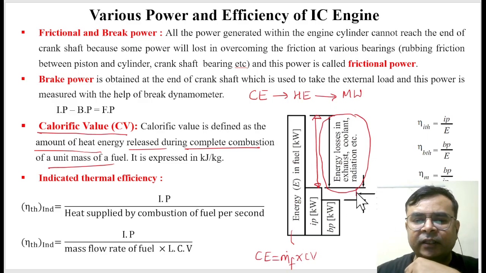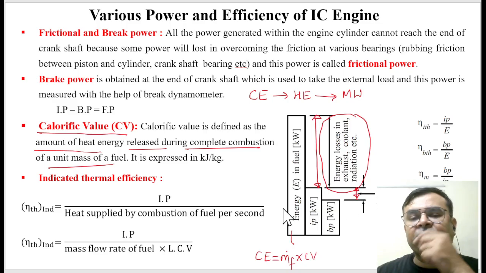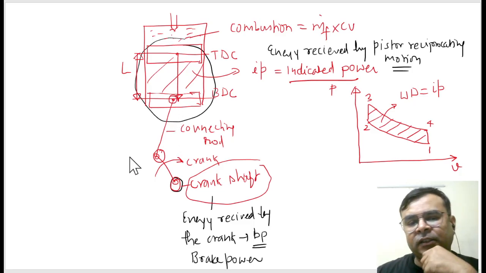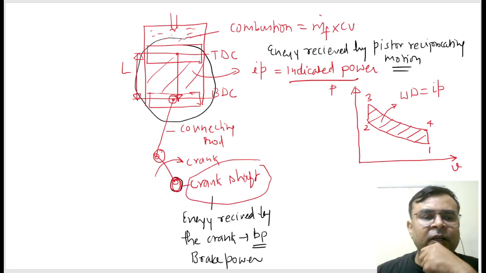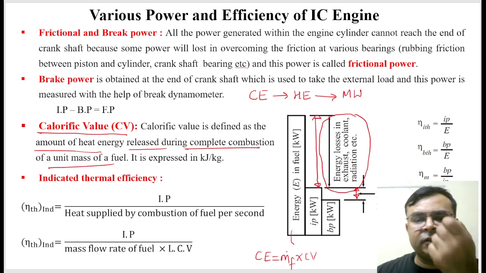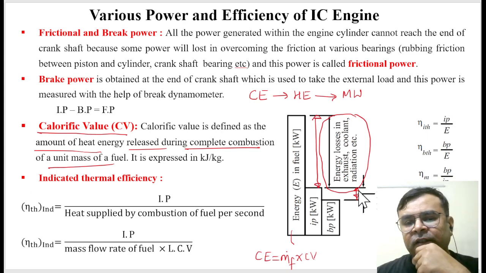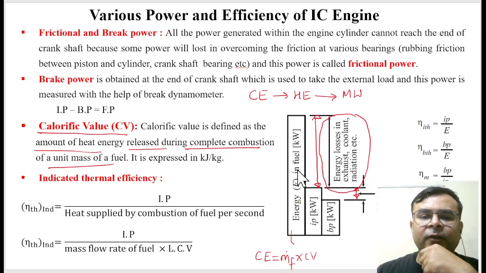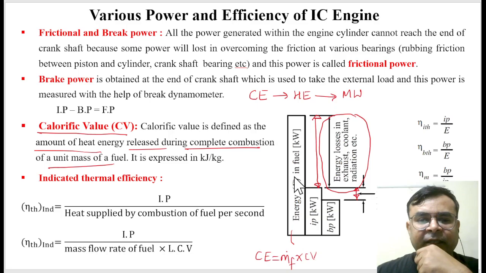And this much energy is wasted due to friction, because in the piston cylinder arrangement we have friction surfaces here, here, and here. So everywhere friction losses may take place, yes or no? So this is the energy wasted in terms of friction loss. This is called brake power, this is called indicated power, and this is the energy produced by the engine.